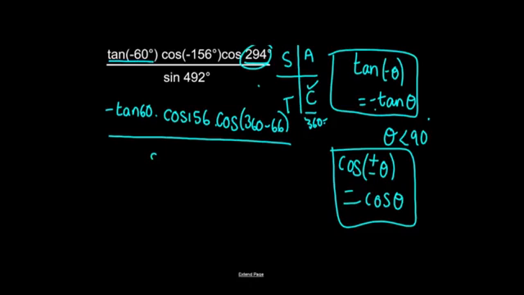Sine of 492, it's an angle that's greater than 360. Okay, so it's going to be 360 plus something. Now, when you start going around your CAST diagram, remember that, and I'm going to need a little bit more space, so let me just extend this.